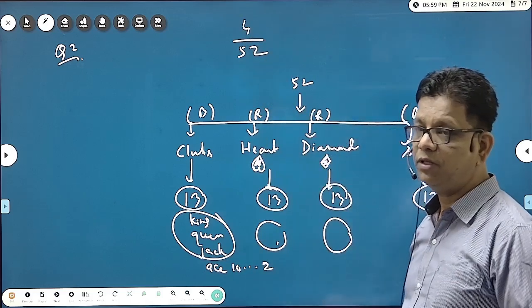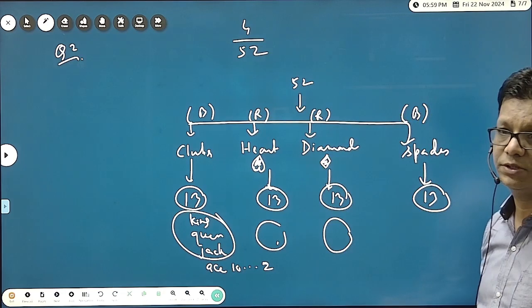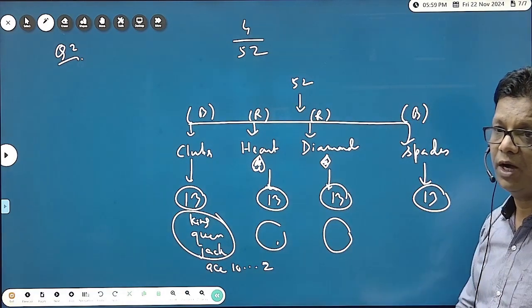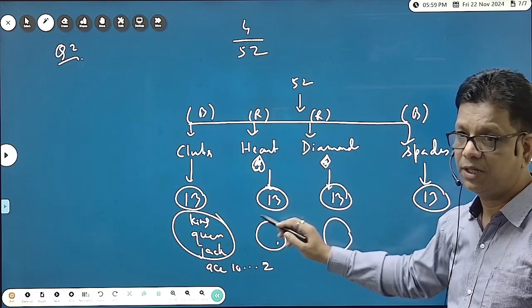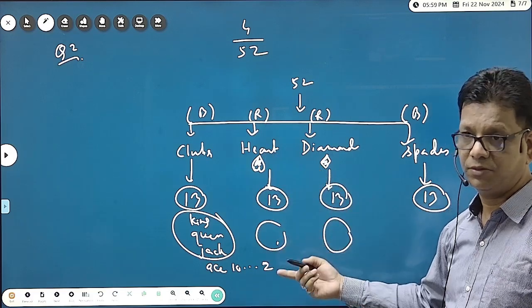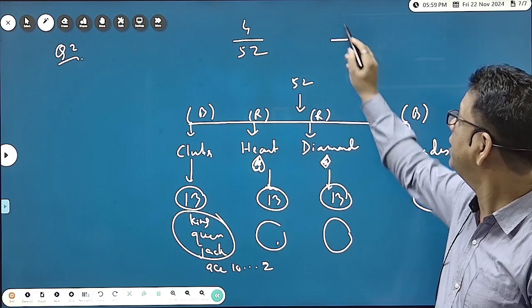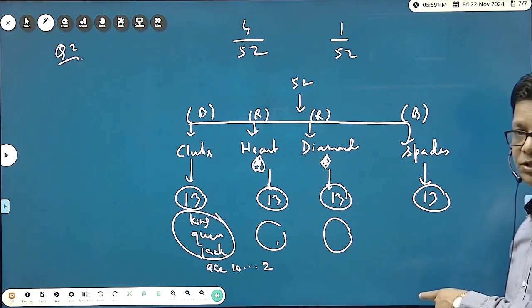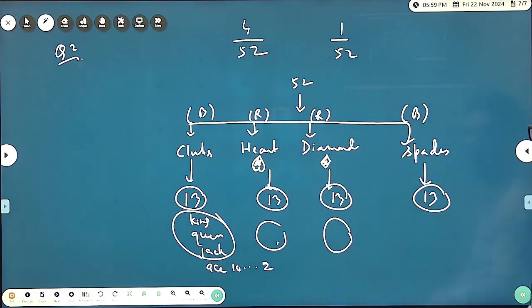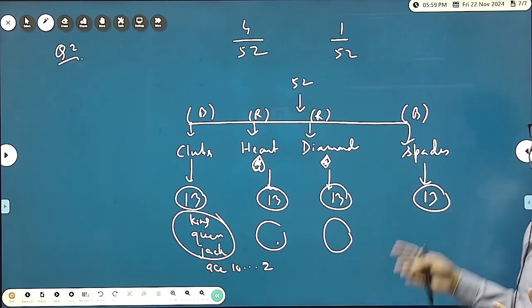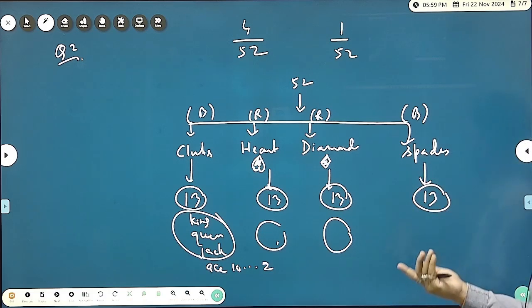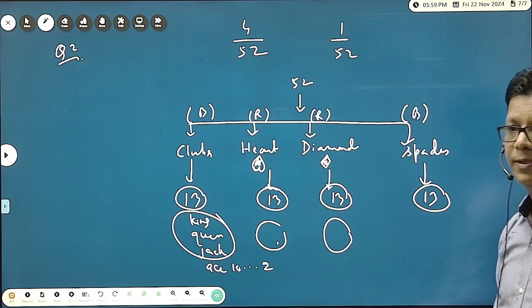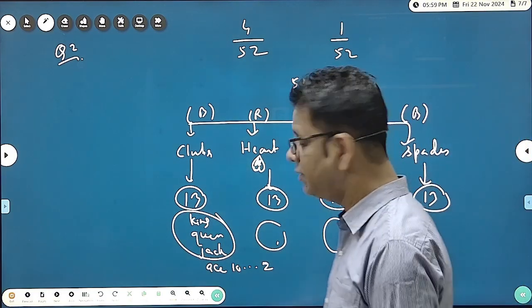What is the probability of getting the jack of hearts? Jack of hearts. In hearts, how many jacks are there? One jack. So 1 by 52. Are you getting it? These types of questions are common in exams. What is the probability of getting a spade? Spade, how many cards? 13 by 52. So this is the calculation. Okay, done. Clear now?